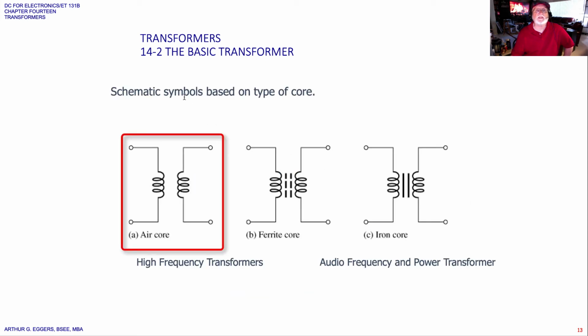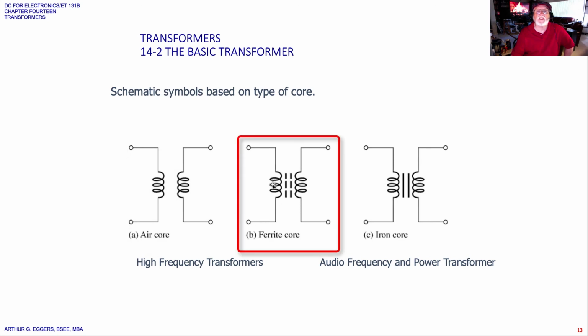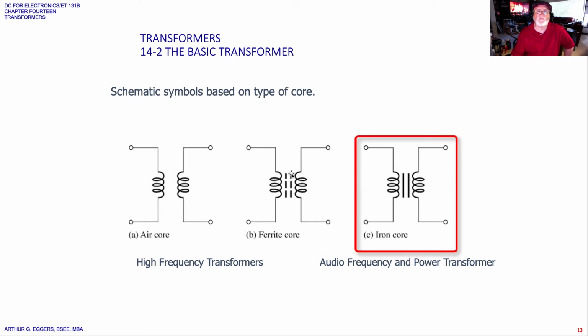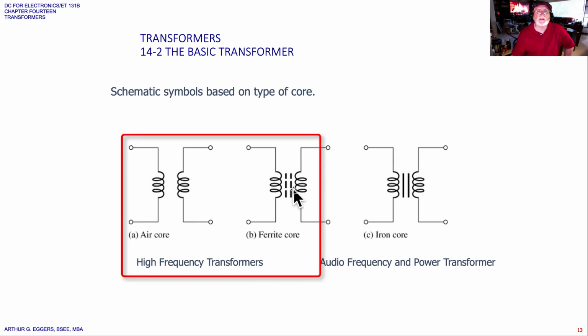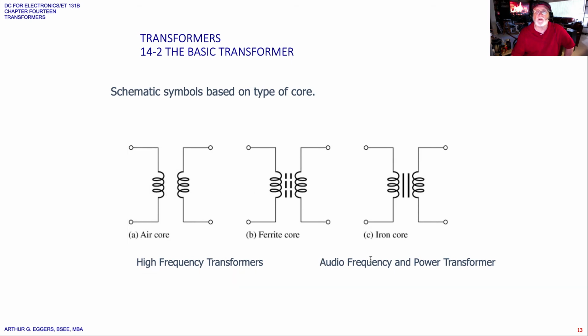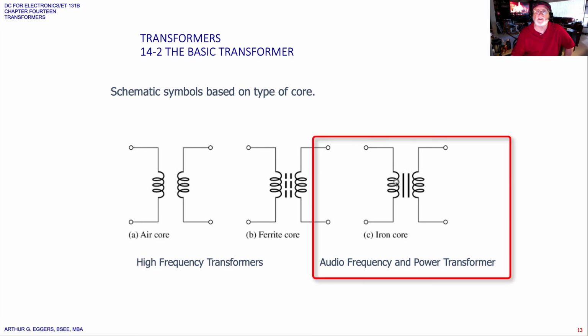The schematic symbols then, based on the core type: you can see here nothing in between, air core. These dashed lines identify iron of some sort, a ferrite core. A ferrite core is particles of iron or iron-like material, and if you see the two straight lines, that is a solid iron core material. High frequency transformers are basically this type of configuration. Audio frequency and power transformers you're going to see as this type of relationship schematic.